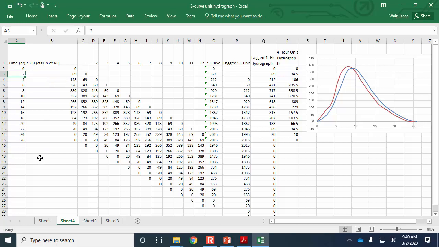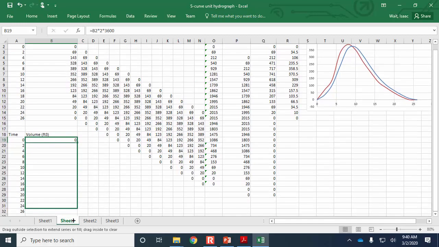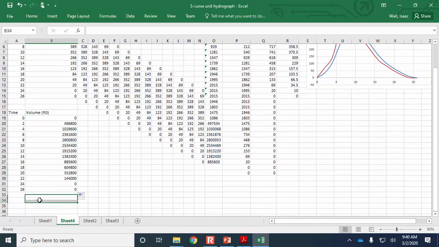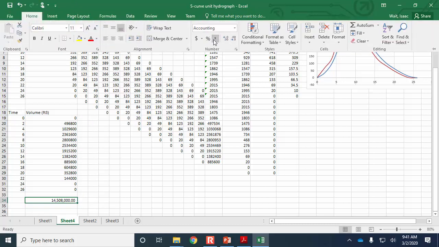If I copy this time again down here, so this is going to be time, and then over here is volume. So the volume for each increment is going to be the cubic feet per second times 2 hours times 3,600 seconds per hour. And so we could find out during each of these increments what volume accumulated, and then we could add it up and find what was the volume of the water coming out of the watershed during that 2-hour storm, just as a proof that it's not changing the amount of water that comes out of the watershed. So this is for the 2-hour.